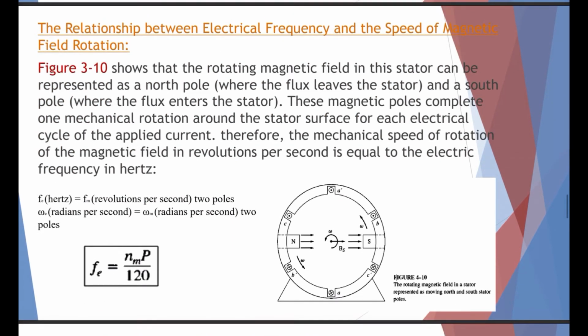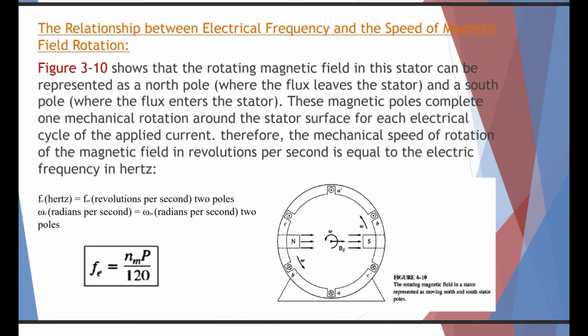The relationship between electrical frequency and the speed of magnetic field rotation. Figure 3.10 shows that the rotating magnetic field in this stator can be represented as a north pole where the flux leaves the stator and a south pole where the flux enters the stator. These magnetic poles complete one mechanical rotation around the stator surface for each electrical cycle of the applied current.